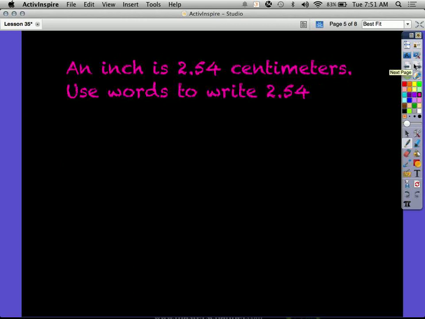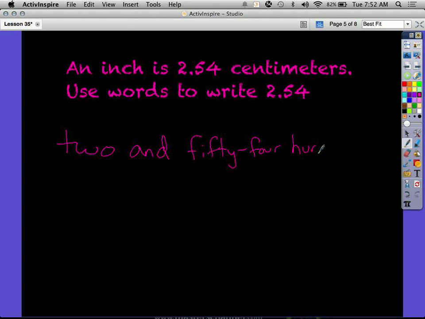In inches, 2 and 54 hundredths centimeters. Use words to write 2 and 54 hundredths. 2, and write my number, that's before the decimal point. For the decimal point, I write the word and then 54 hundredths. 54 hundredths. Again, I added that TH, okay, to make it after the decimal point.